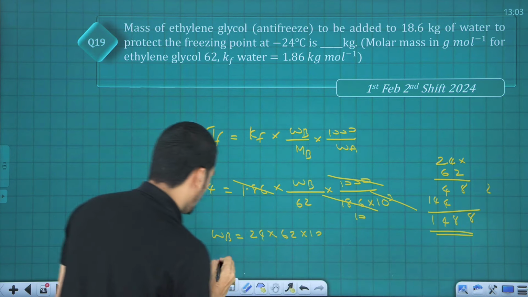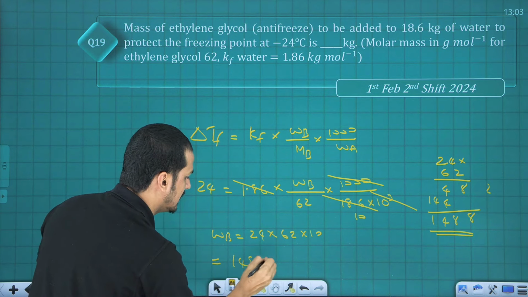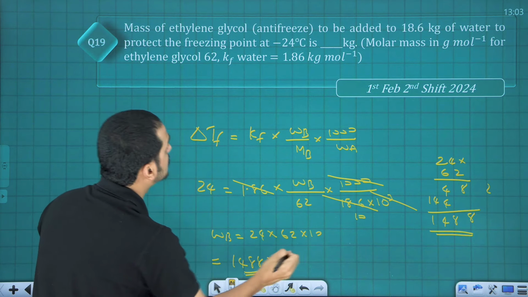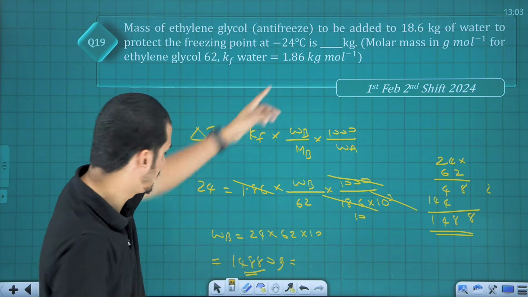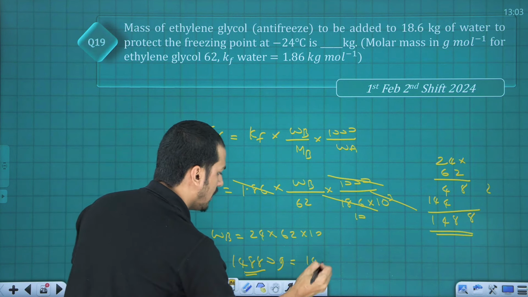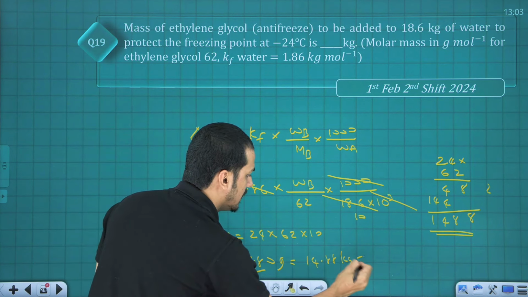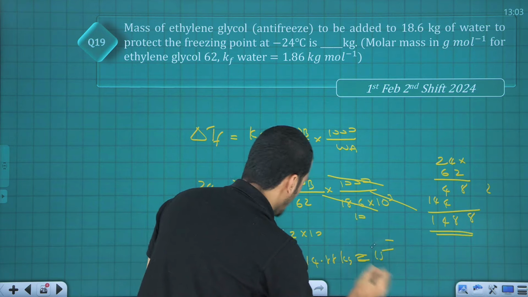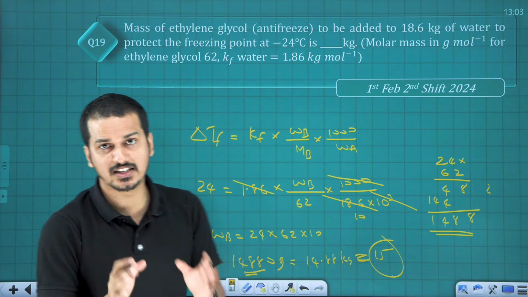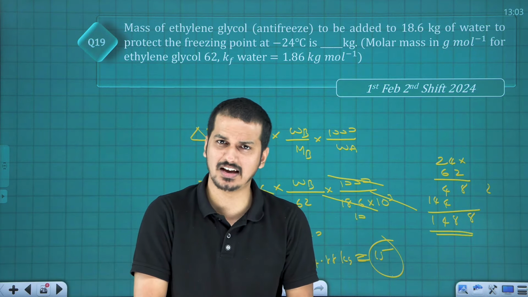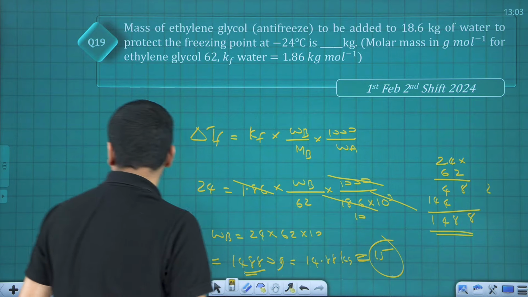So 14880. This much gram. They are asking about kilogram. Kilogram means 14.88 kilogram. So that's approximately equal to 15 kilogram. So our answer for 19 is what? 15. Clear? So we can move to the next question, dears.